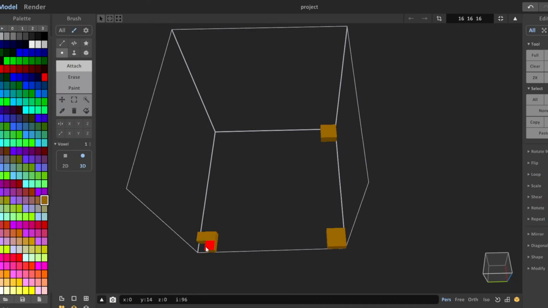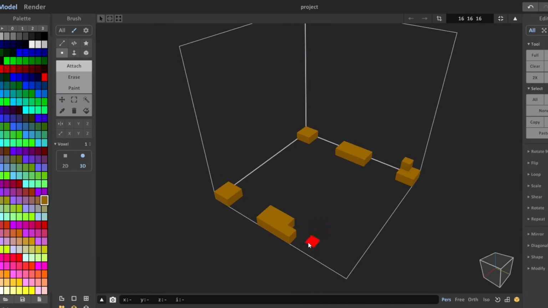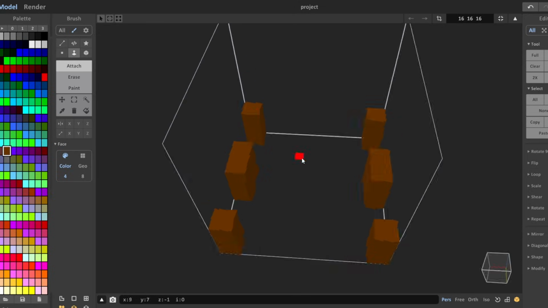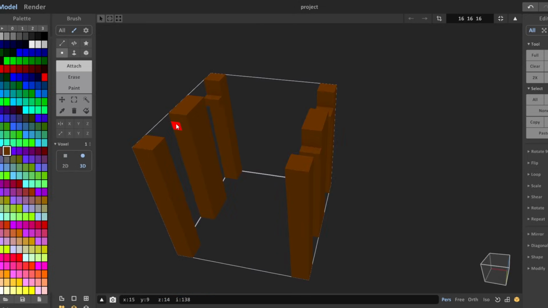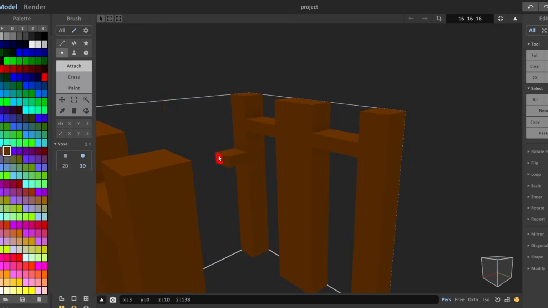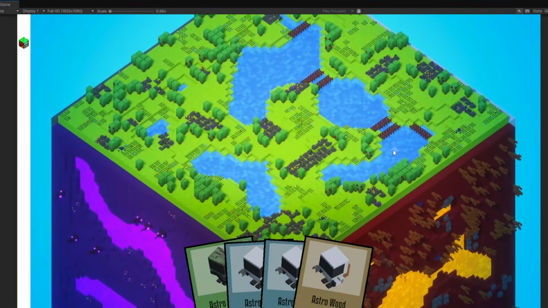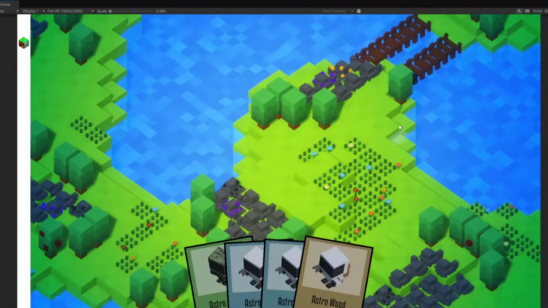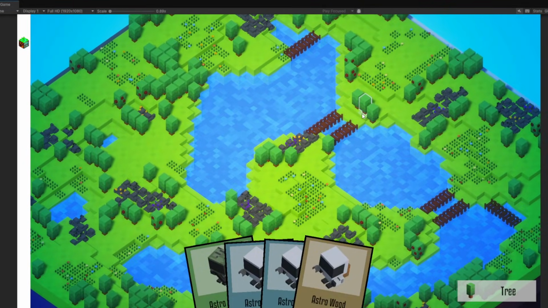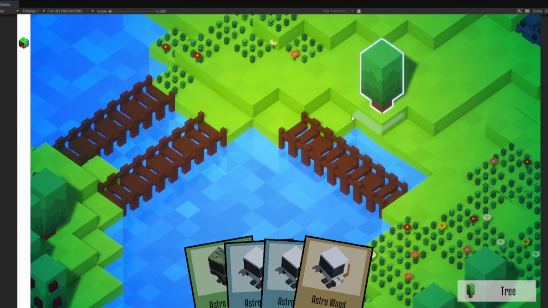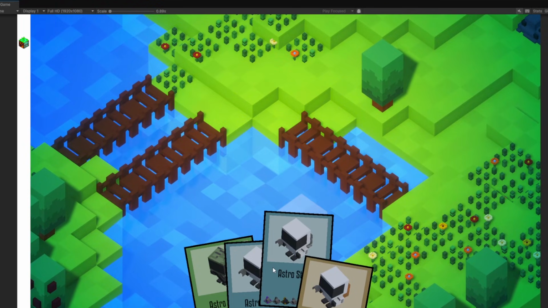I then went straight back to Magica Voxel and created some kind of a bridge. I think for the first iteration it looks quite well. And now it looks a lot cooler. It looks like there are bridges. I really love the idea that you now have bridges where the players can go over.